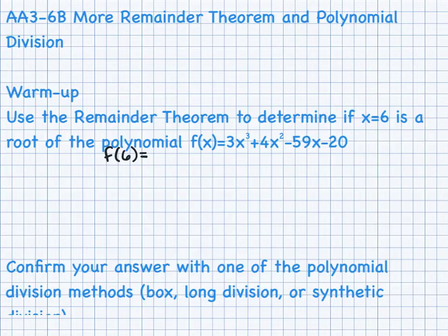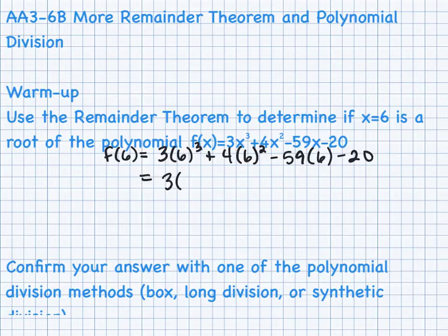3x to the third plus 4, sorry, not paying attention, 3 times 6 to the third plus 4 times 6 squared minus 59 times 6 minus 20. Then we evaluate that. First we do exponents, so 3 times 216 plus 4, 6 squared is 36, then minus 59 times 6 minus 20.